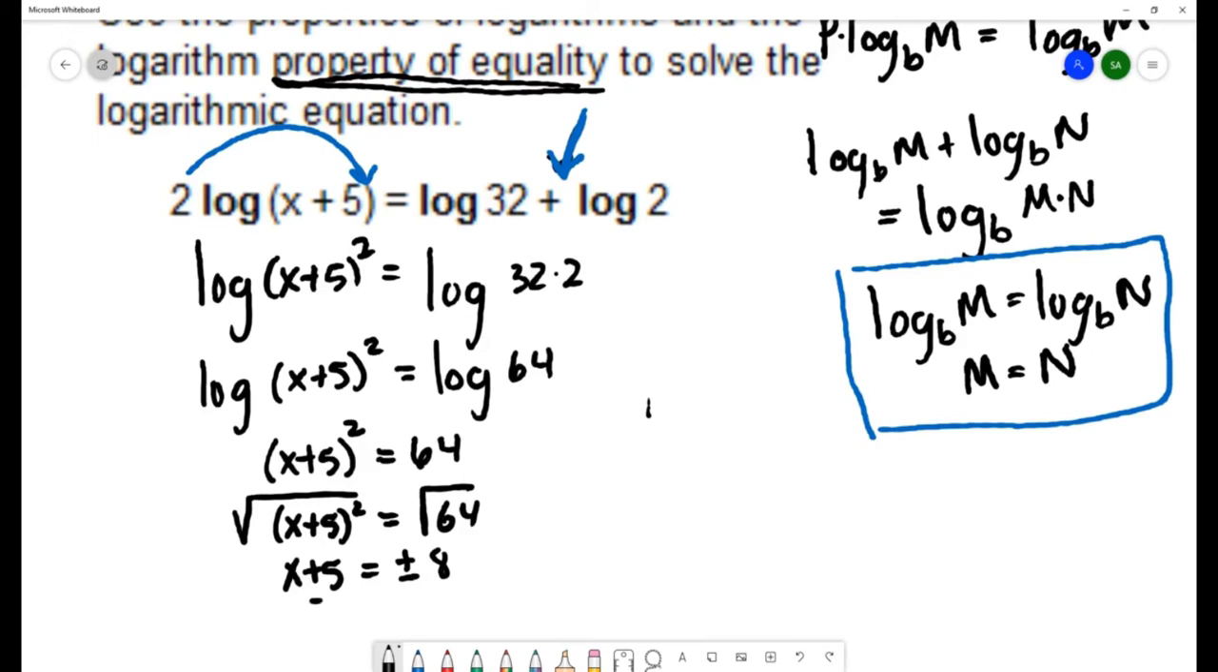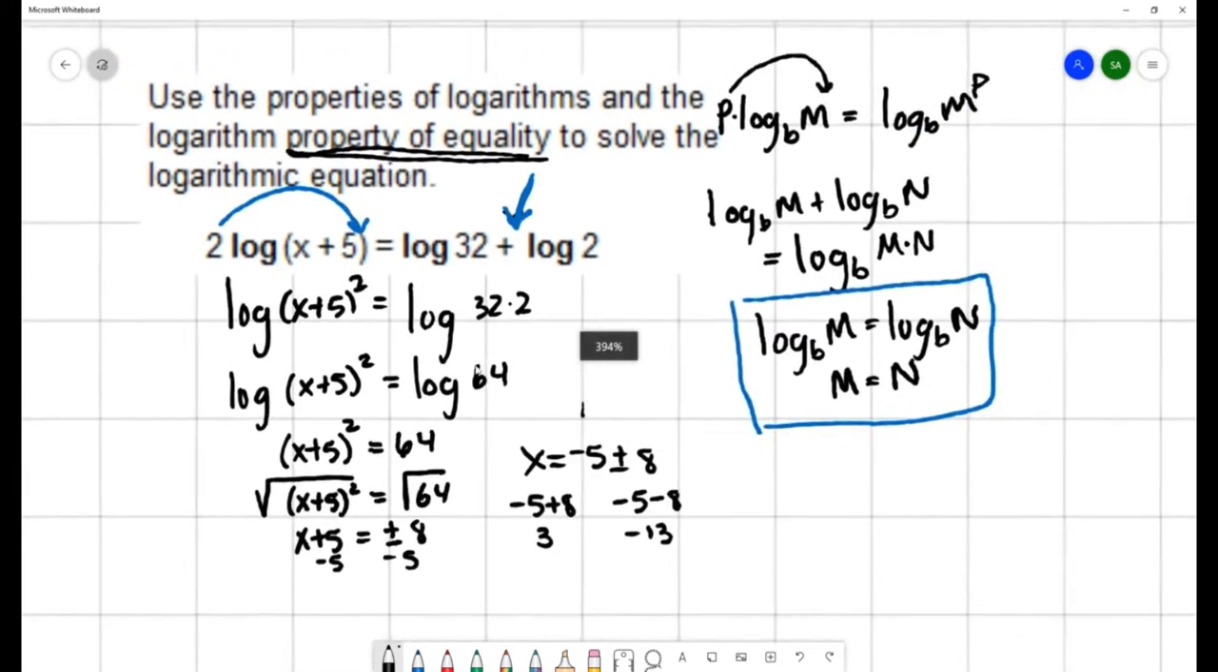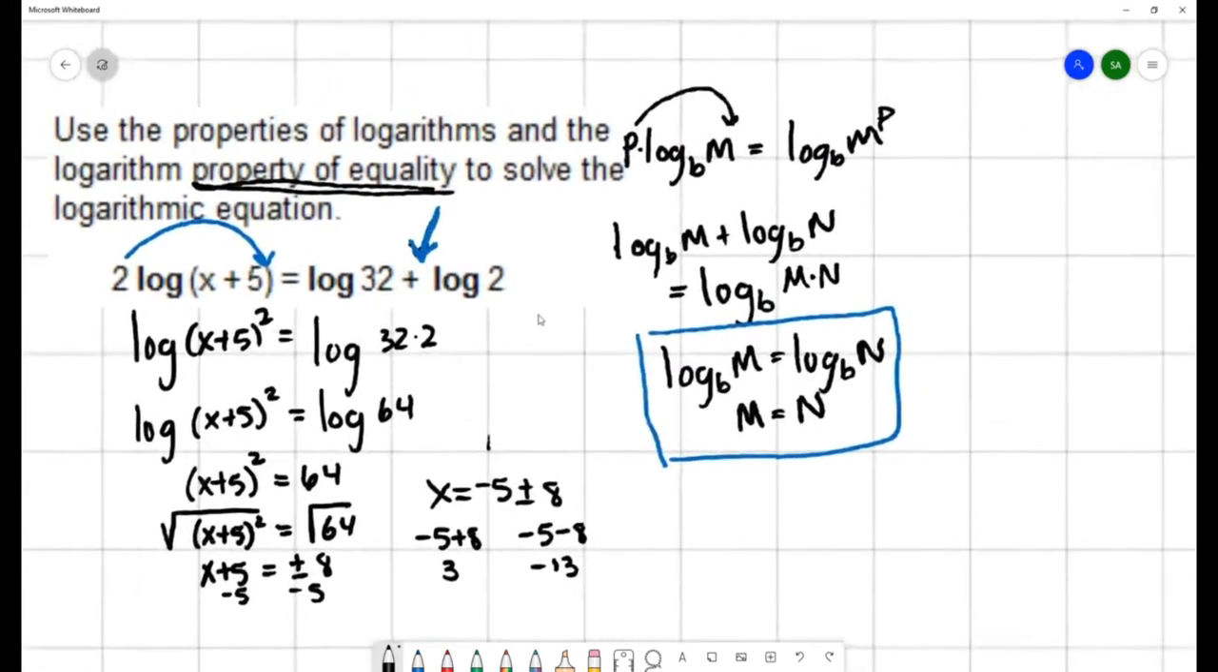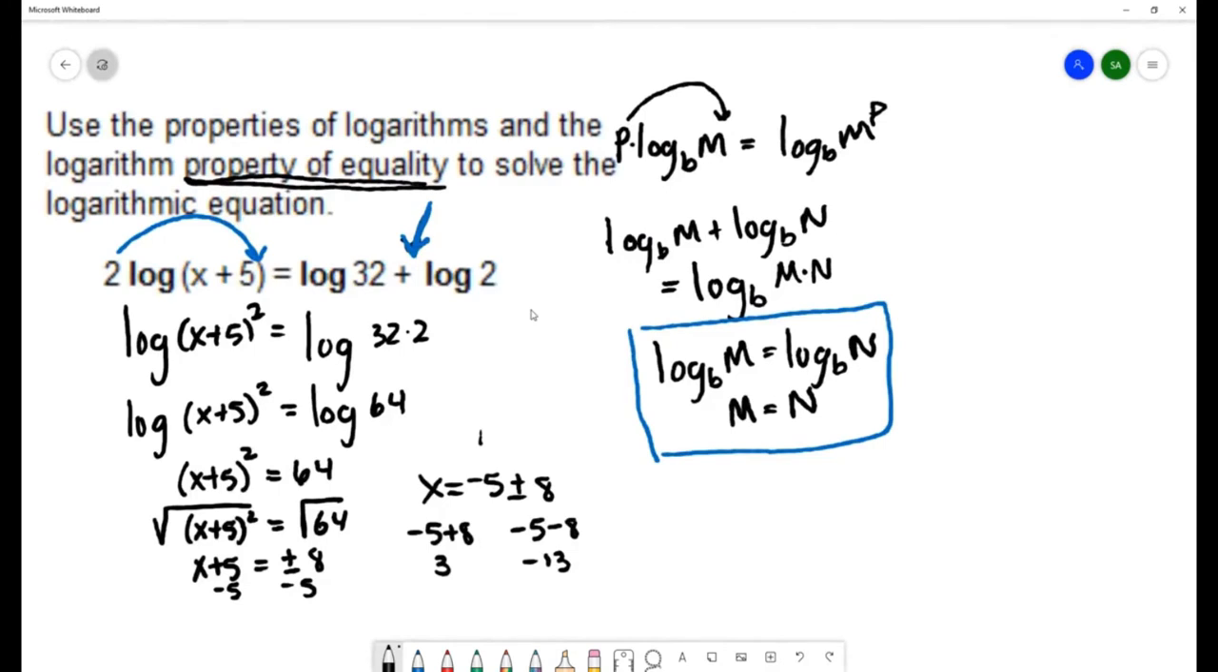Now solve for x by subtracting 5 on both sides. That gives x equals negative 5 plus and minus 8. Negative 5 plus 8 is 3, and negative 5 minus 8 is negative 13. I'm going to check both of these solutions in the original equation because log equations have restricted domains. So I need to make sure that I don't have an extraneous solution.